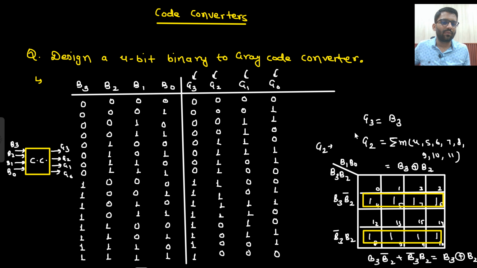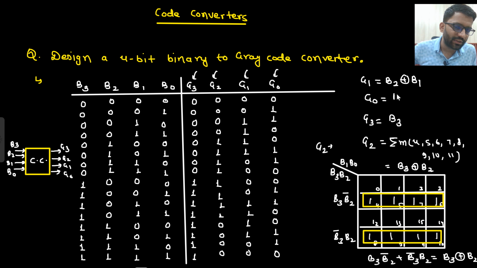In the same manner, what you will get as G1, you can do it on your own. Try doing it on your own, because we have seen a lot of examples. You will get it as B2 XOR B1. And what you will get as G0? G0 you will get as B1 XOR B0. Let's talk about G0. That would be 0 XOR 0, 0 XOR 1, 1 XOR 0, 1 XOR 1, 0 XOR 0, 0 XOR 1, 1 XOR 0, 1 XOR 0, 1.